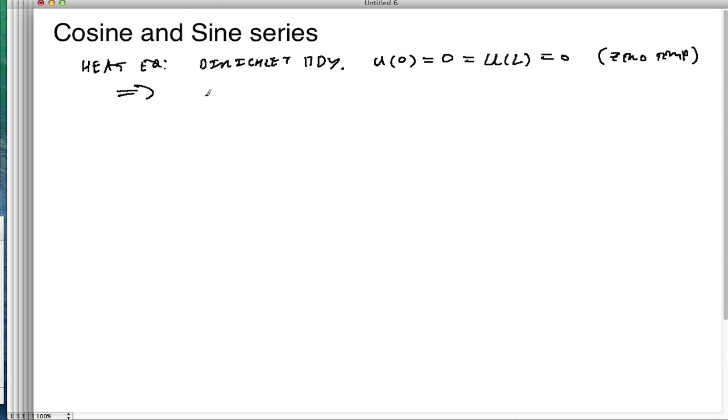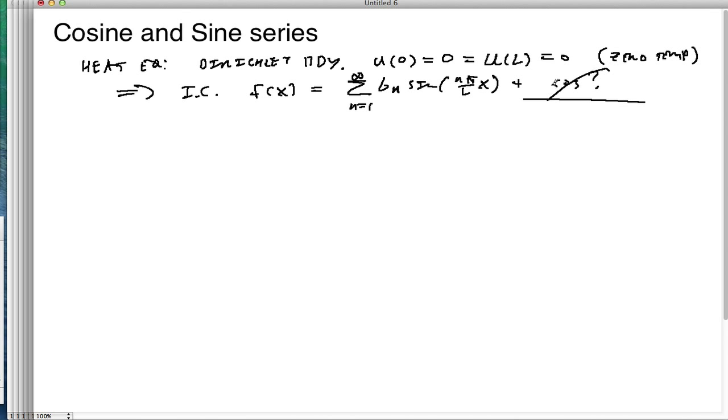then we get Fourier solutions of the form: the initial condition, f of x, is always going to be of the form of the sum of bn sine n pi over L x, where n goes from 1 to infinity. Okay, so as we noted here, there's no cosine term. There are only sine terms. So what we want to understand is the nature of these kinds of series, which we're going to call sine series.